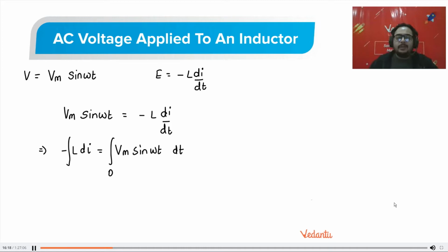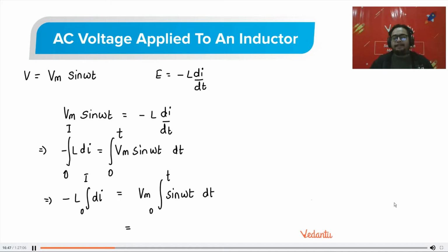At t equal to 0, current in the inductor, obviously it will oppose the current that is trying to come, so it is equal to 0. At time t, let me say current is I in the circuit. L is a constant, it can come out. It will be integration of di from 0 to I. Vm is a constant, it can come out. Integration of sine omega t dt from 0 to t. All good?